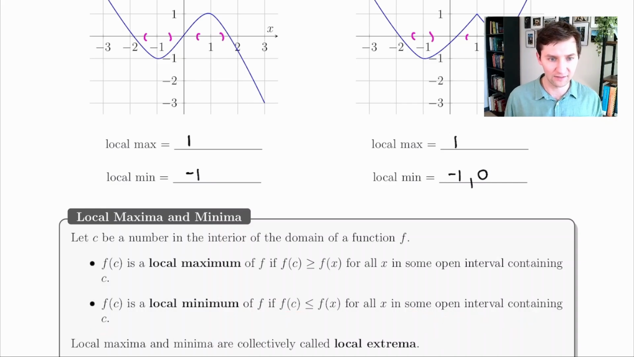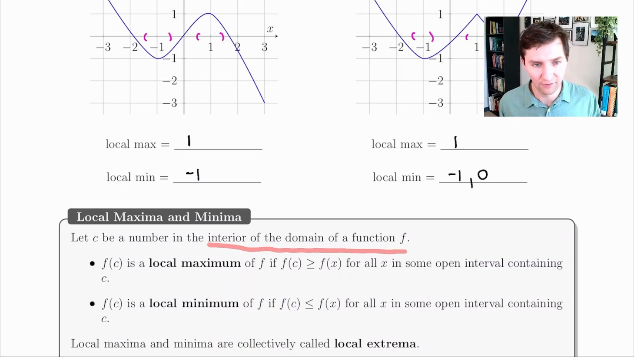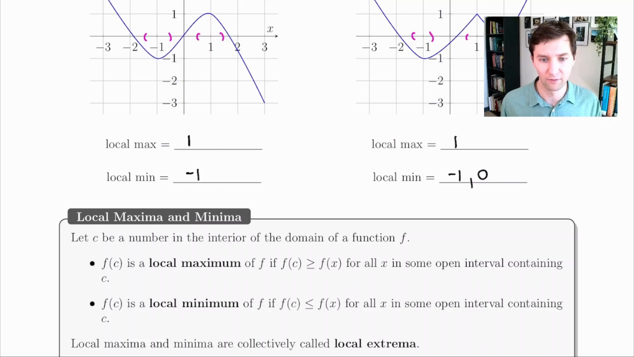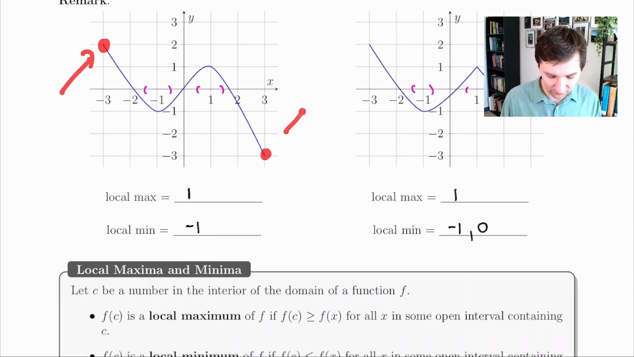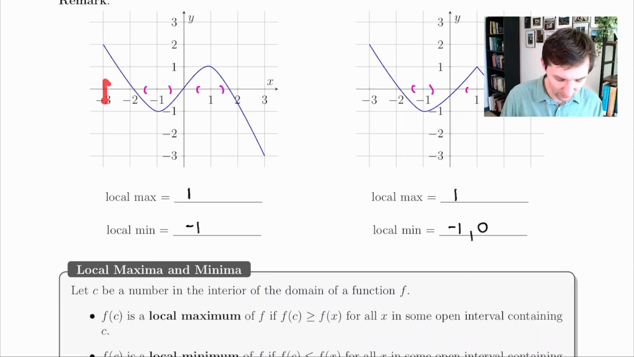And the first phrase in the table, interior of the domain of the function f, means that it cannot be the endpoint of the domain. So for example, this point cannot be a local maximum, and this point cannot be a local minimum, because these are endpoints of the interval from -3 to 3.